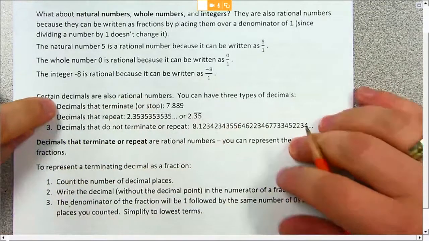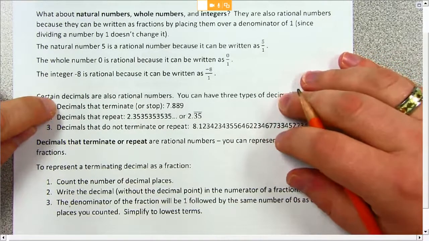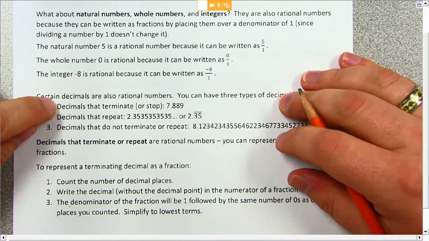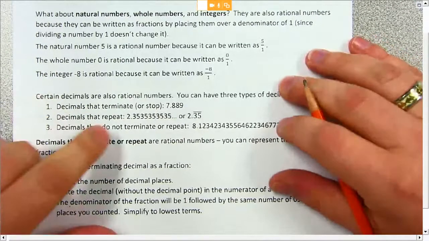We can have decimals that terminate, and those are decimals that go back in time and search for people to kill because they might change the future. I'm just kidding. You know, like terminating decimals? Okay, never mind. Moving on.